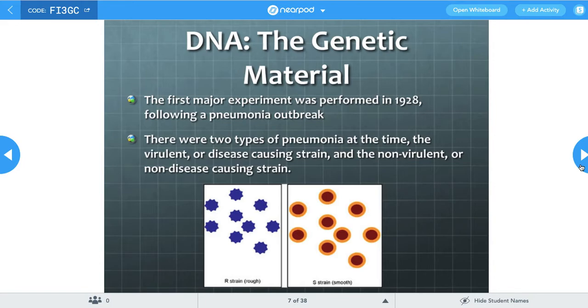So the first major experiment was in 1928, and it was from a pneumonia outbreak. We had a virulent strain, the smooth strain, and the non-virulent strain, which was the rough strain, or R strain. Like most medical breakthroughs, this followed an outbreak. So in 1928, we had the pneumonia outbreak, and we're going to use a study for this.